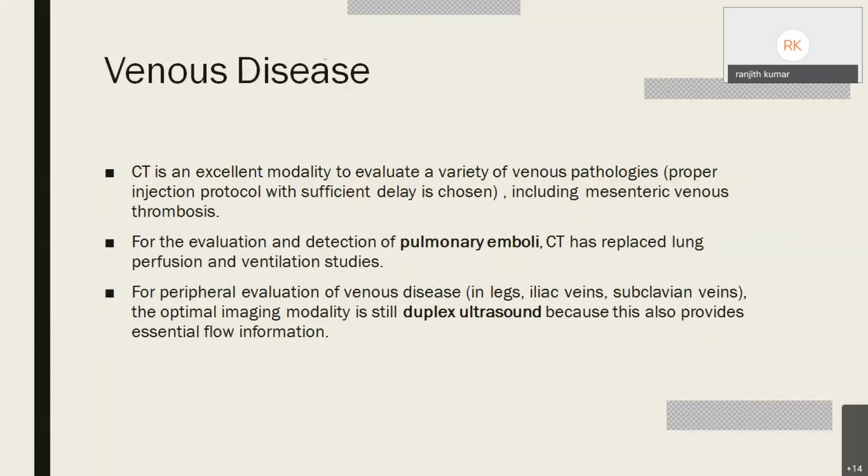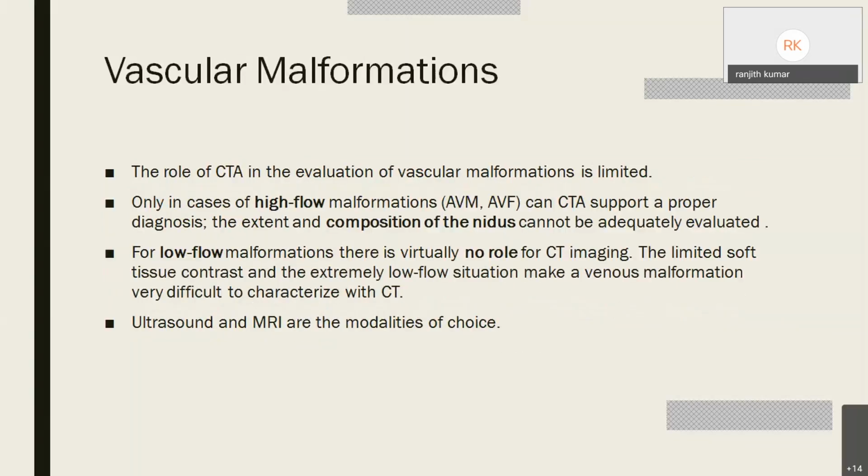Coming to venous disease, mainly in the diagnosis of pulmonary embolism, CT has replaced the perfusion and ventilation scan, which were previously tedious studies to diagnose pulmonary embolism. But for the diagnosis and accurate evaluation of the infrainguinal veins, duplex ultrasound still scores better than CT, because the essential flow information is given by the duplex.